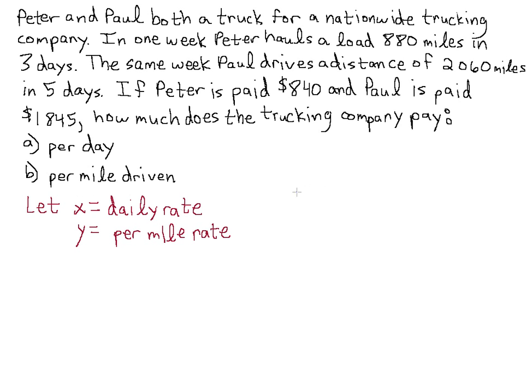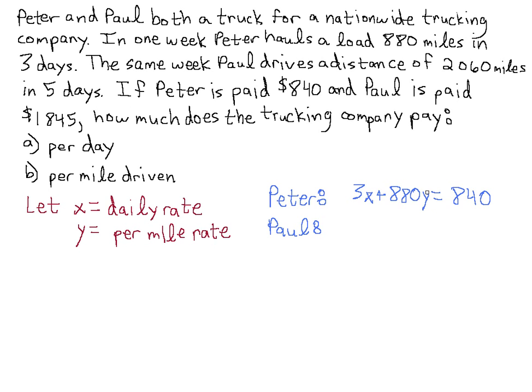All right, so let's set up a few equations. We have two equations: Peter's equation, and an equation for Paul's pay. So what do we know about Peter? Peter hauls a load. He drives 880 miles in 3 days and is paid $840. So his pay is going to consist of the number of days times his pay per day plus the number of miles times his pay per mile. He drives 3 days and he's paid a daily rate of x, so we're going to have 3x plus the pay that he makes per mile. Well, he drives 880 miles and he's paid y per mile, so 880y. When we add these up, they should equal 840.